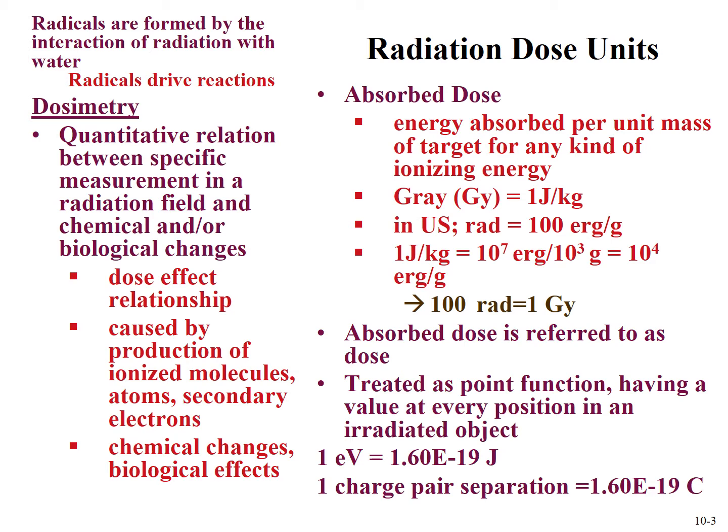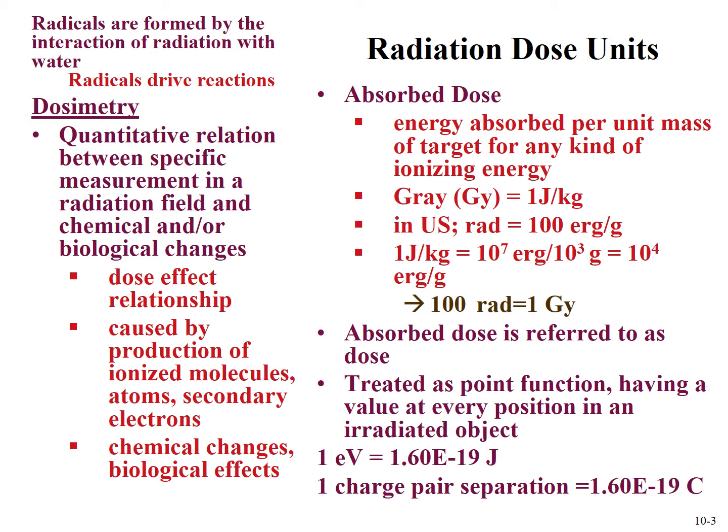One effect of all these interactions of radiation with matter, when it comes to radiation safety, is to try to quantify the influence of a certain radiation field on radiolysis and eventually health concerns. This is the area of dosimetry, where you try to get a relationship between a measurement in a radiation field and a chemical or biological change. There should be some sort of effect of dose on a chemical or biological change, and dosimetry is a way to try to quantify this relationship.